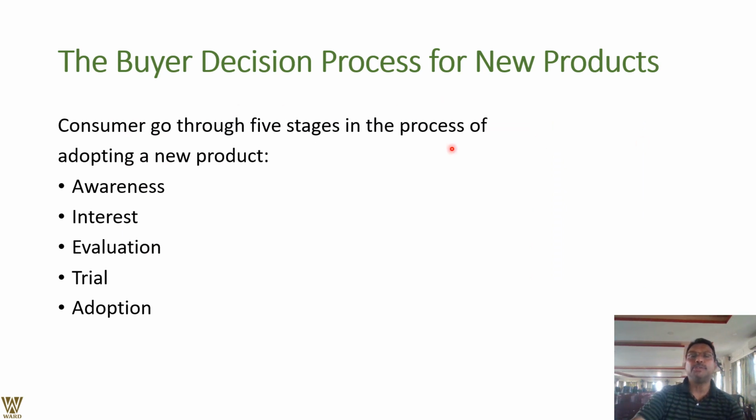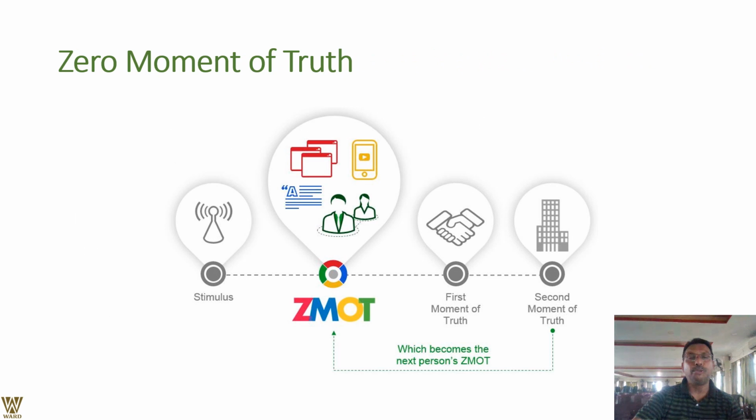The buyer decision process for a new product. The consumer goes through 5 stages as I said: awareness, interest, evaluation, trial and adoption. I again repeat: awareness, interest, evaluation, trial and adoption. This is what we go around.